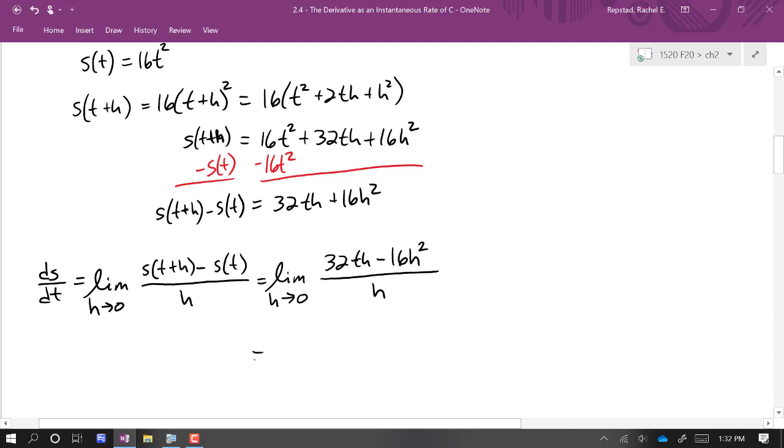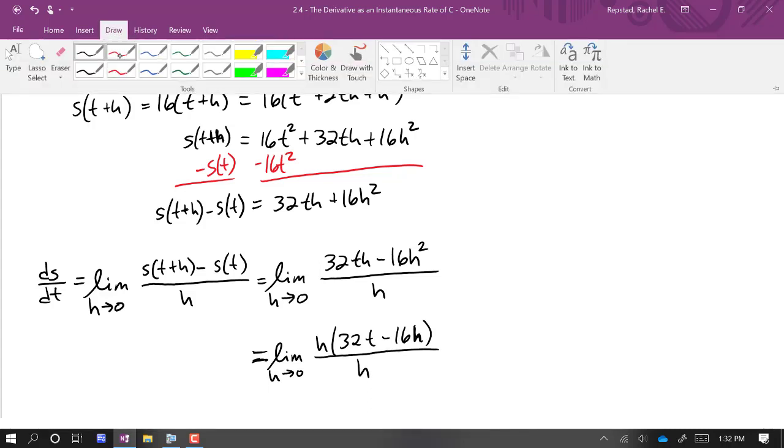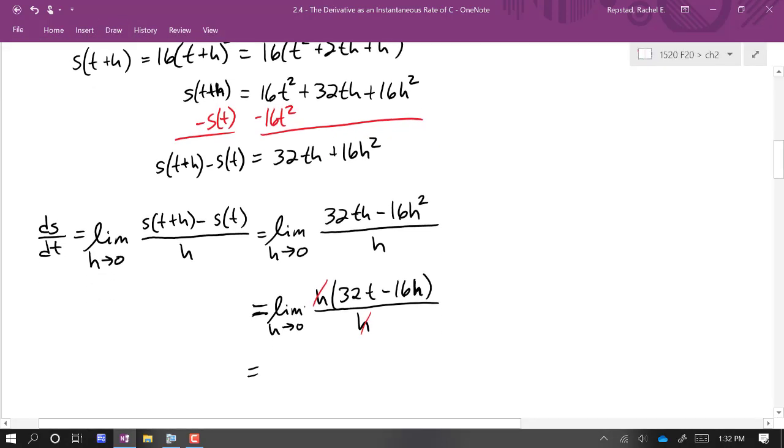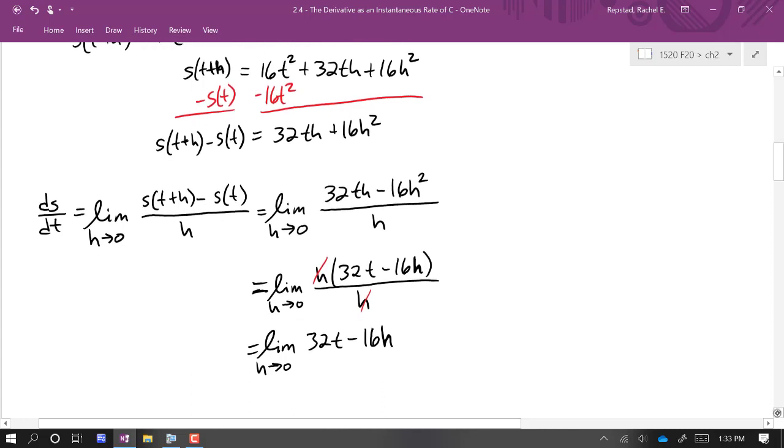This is like one of the earlier functions we worked with. It's just a polynomial, so the algebra is fairly straightforward. We could see that we could factor out an h. So we have 32t plus 16h all over h. We know what's coming now, right? We're going to cancel these h's. So we want the limit as h approaches 0 of 32t plus 16h. And as h approaches 0, then 16h approaches 0, and we are left with 32t.